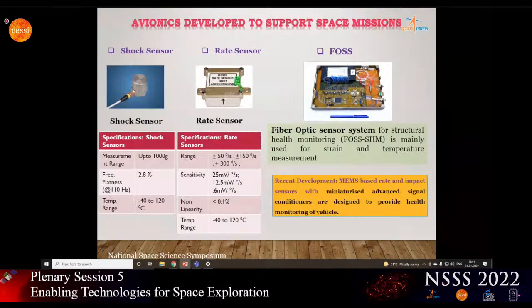These are the recently developed shock sensors and rate sensors. Rate sensors can typically be considered our navigational sensors. Apart from this, we have recently developed our fiber optic sensor system. It is a collaborative combined system that provides health monitoring with respect to strain as well as temperature measurement. So throughout the different altitudinal variations of the atmosphere, we can also measure temperature, pressure, and all such profiles.